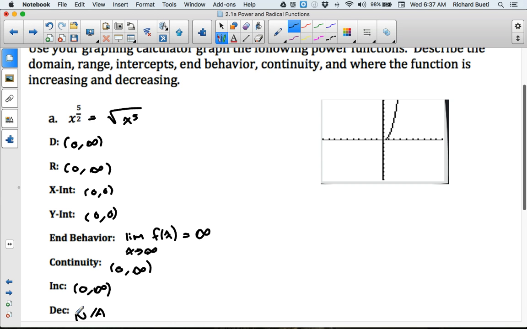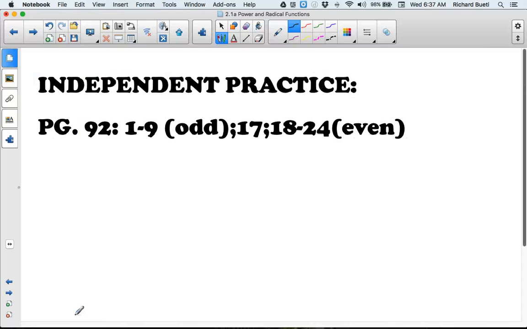Okay. I want you to work on the following pages, and this will be homework that I will check on Monday. You'll have another assignment to do tomorrow.